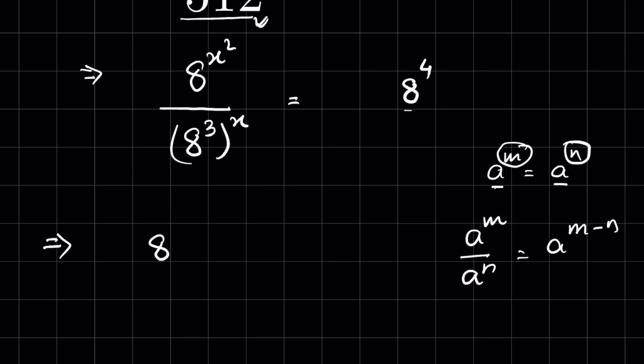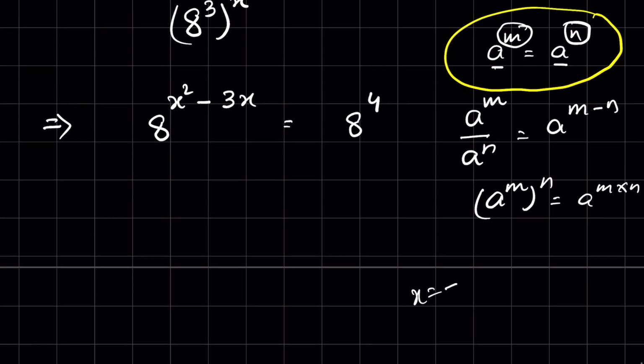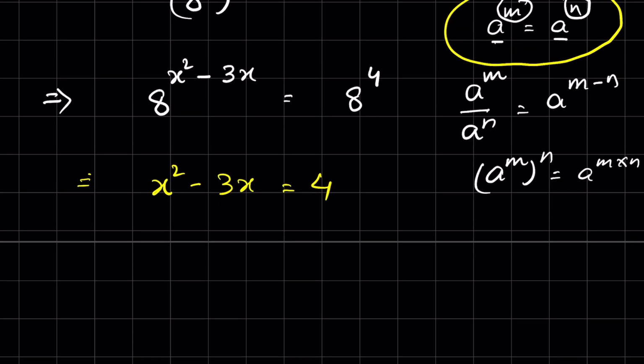So 8 raised to the power x square minus, this will be 3 times x, 3x, because a raised to the power m whole raised to the power n is equal to a raised to the power m times n, is equal to 8 raised to the power 4. Now using this property, we can write here x square minus 3x is equal to 4, or we can write x square minus 3x minus 4 is equal to 0.